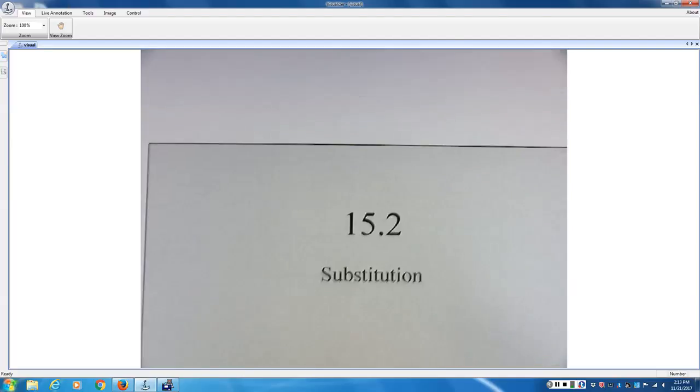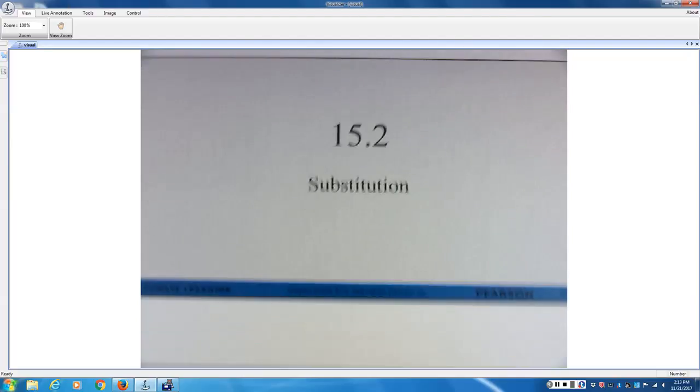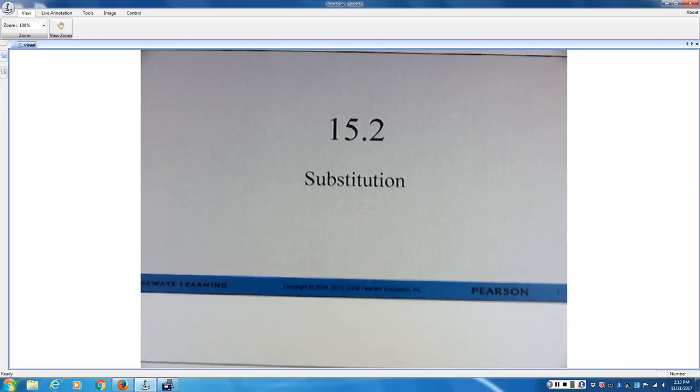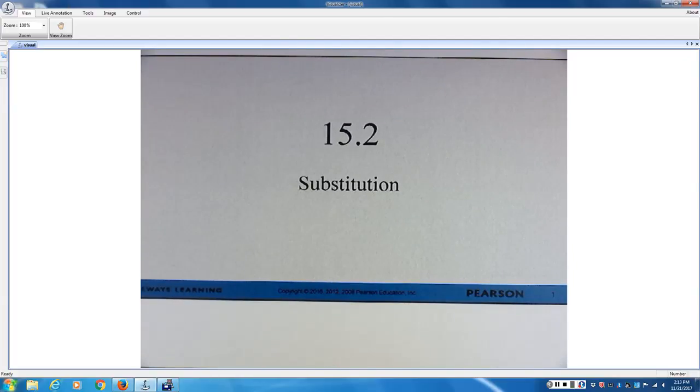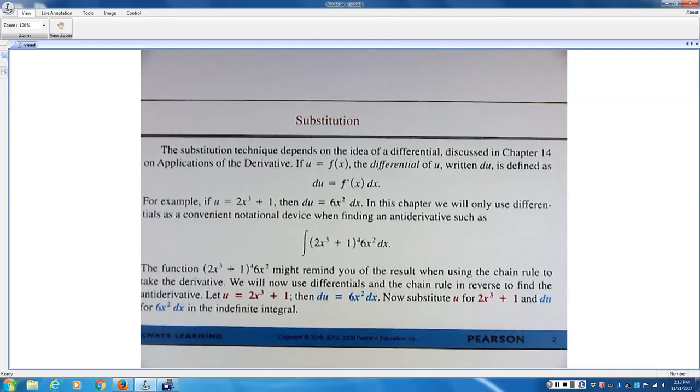Okay, now we're going to talk about unraveling the chain rule. And unraveling the chain rule in the language of calculus is called substitution when it comes to integration. So let's talk a little bit about what that is.